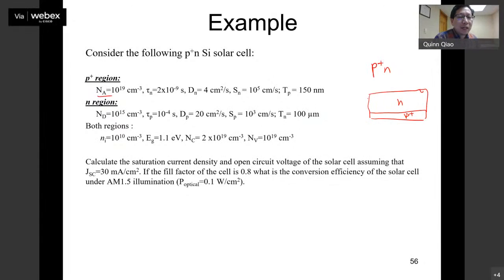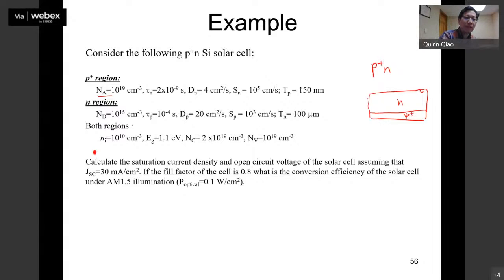And then on the N side, you have a doping concentration of 10 to the power 15, the hole as minority carrier lifetime, the hole as minority carrier diffusion coefficient, and the hole as minority carrier surface recombination rate, okay, and then the thickness of that N side.